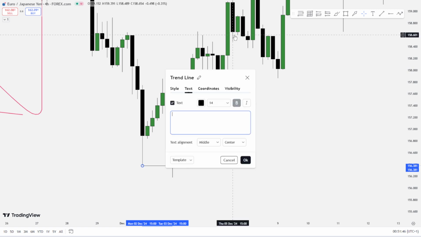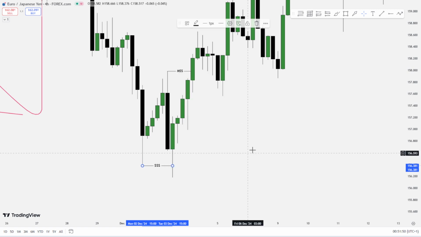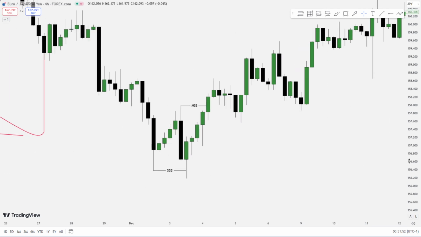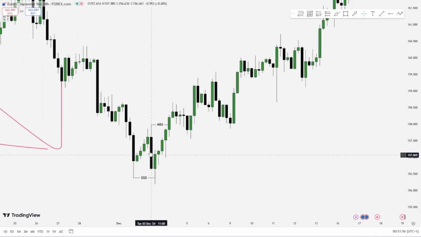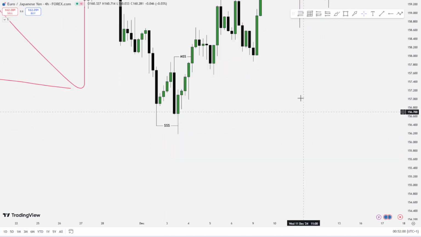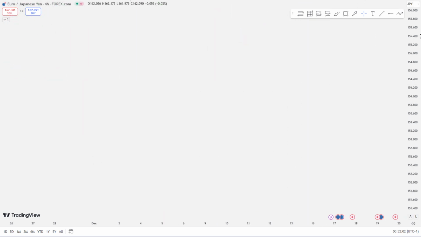I'm gonna call this the dollar sign. Price swept liquidity below. Then this is a typical example of the ICT breaker block. Okay, this is a breaker block. How do you know this is a breaker block?